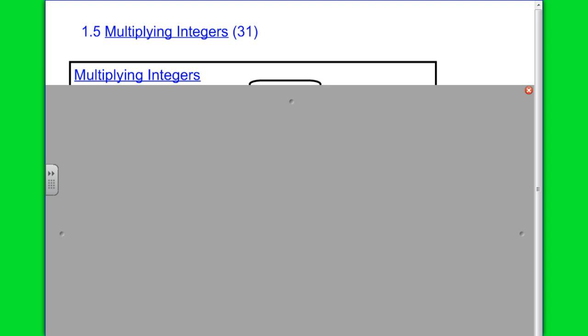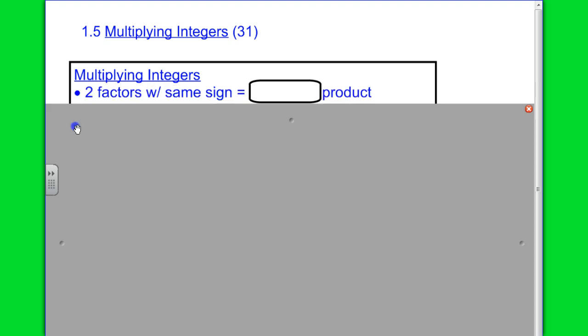So the first question is, what if we're multiplying two factors with the same sign? So the signs could both be, let's say, positive. Here's an example.